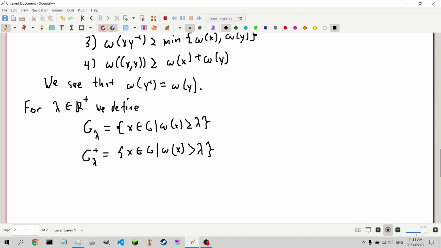And these are not only subsets, but they are subgroups. And that's straightforward to see just from condition 3.